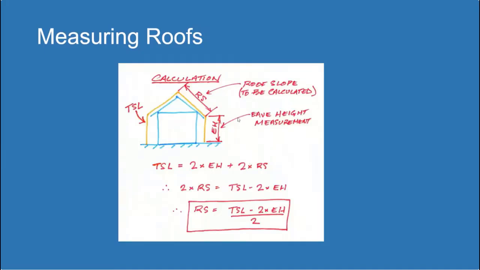So a fairly easy calculation is to basically recognize that the total string length is twice the eaves height and twice the roof slope for a simple building like this. So if you write this out, total string length is twice the eaves height plus twice the roof slope, and you rearrange it and solve for roof slope, you find out that the roof slope is the total string length minus twice the eaves height, divided by 2. And presumably the eaves are low enough to the ground that you can take a direct measurement with your carpenter's type measuring tape.